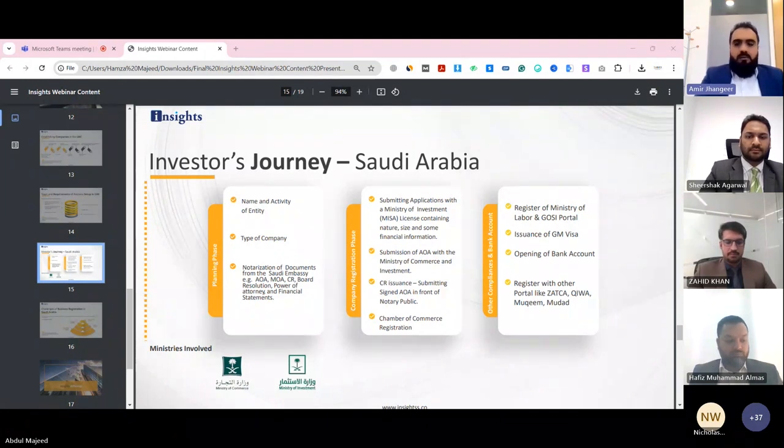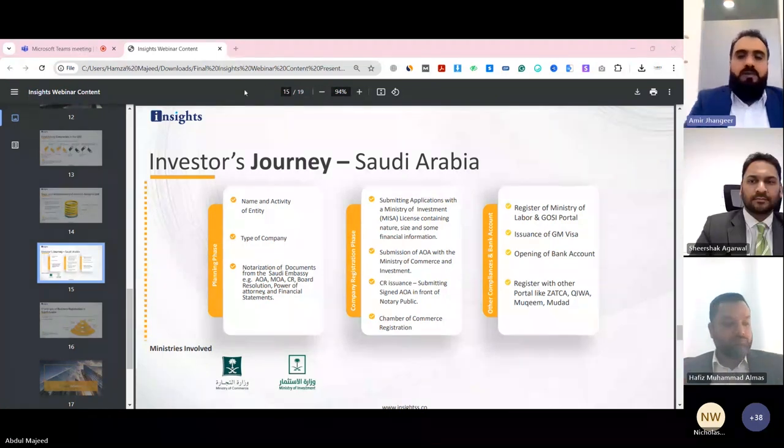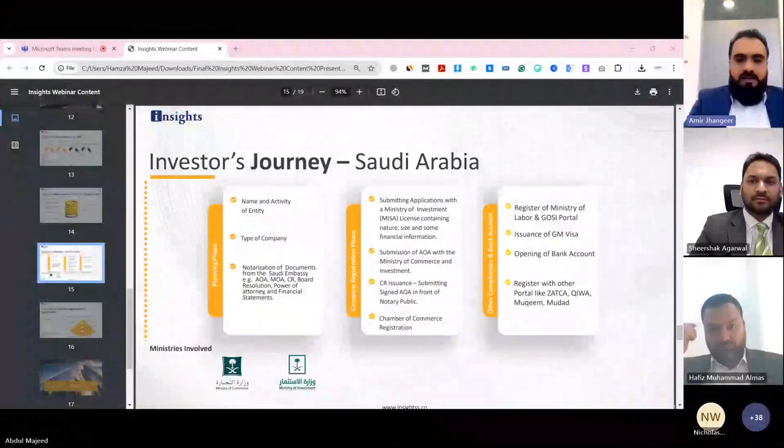For the bank account opening, normally almost the same kind of documents, for example, which we use for the submission of the Ministry of Investment license, the MISA license, are required by the bank, in addition to the new company CR and articles of association and the IDs of the GM or the manager who is authorized to open the bank account. So normally the bank account opening requires some time.